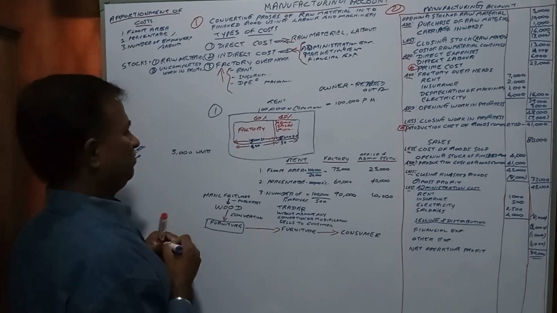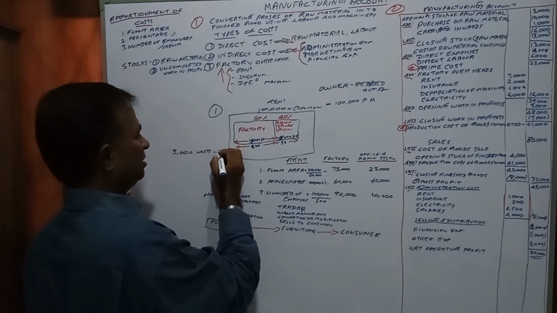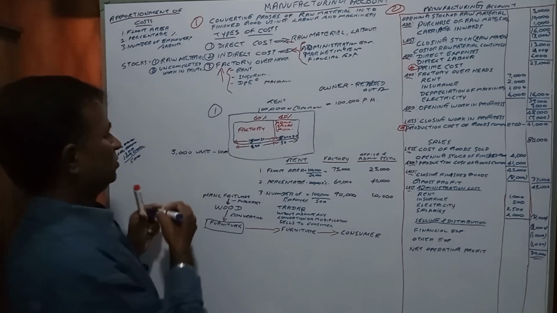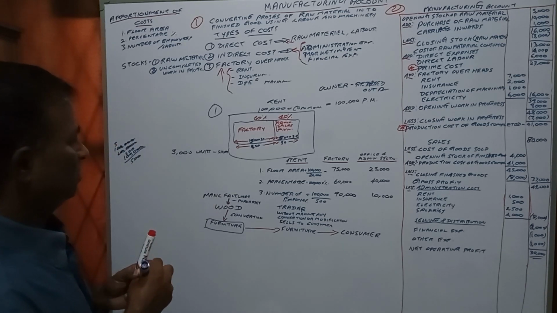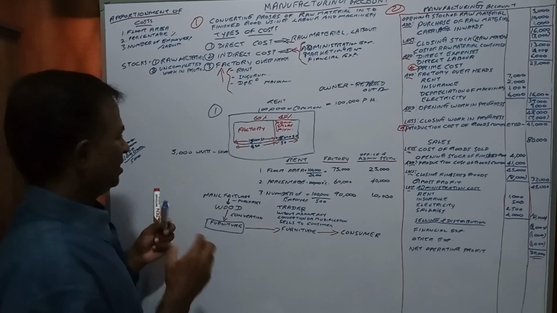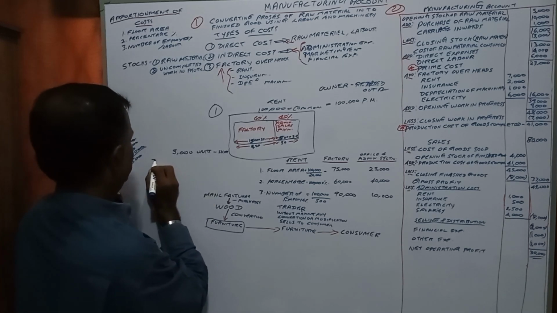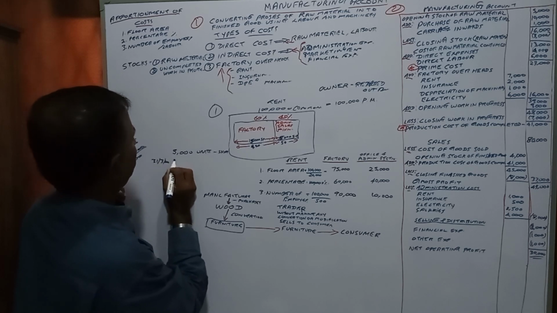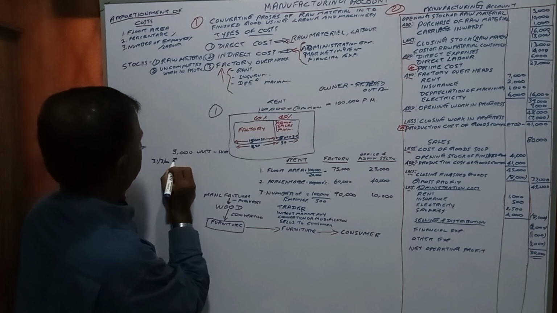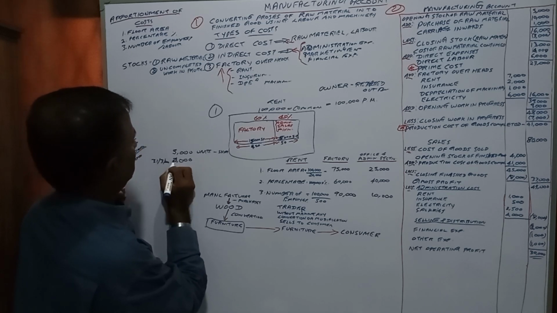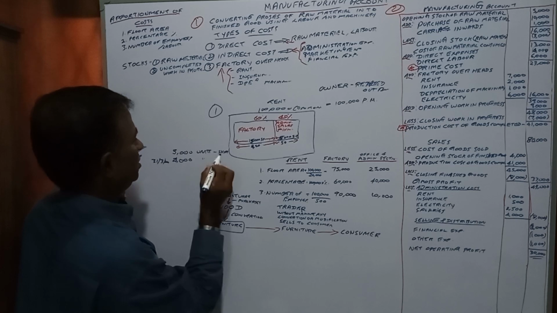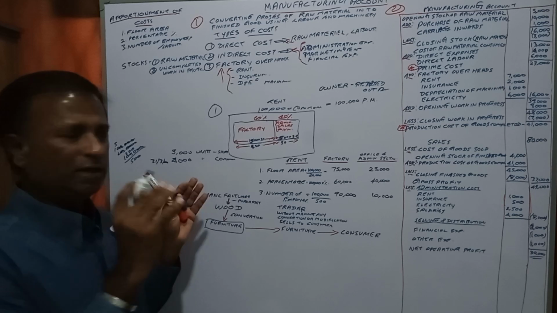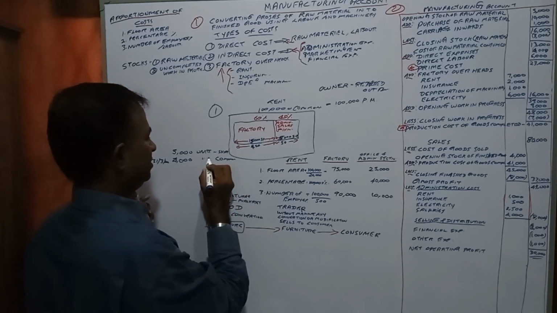For example, we can say 5,000 units of shirts. But at the end of 31st of 3rd 2024, you would have completed 4,000 units. You have completed 4,000 shirts, fully 100% completed.